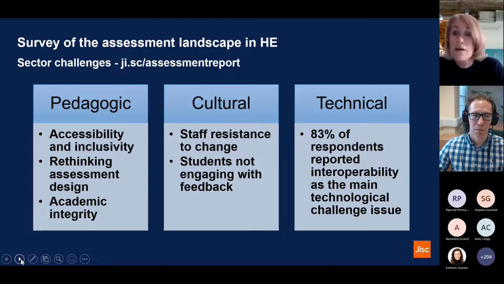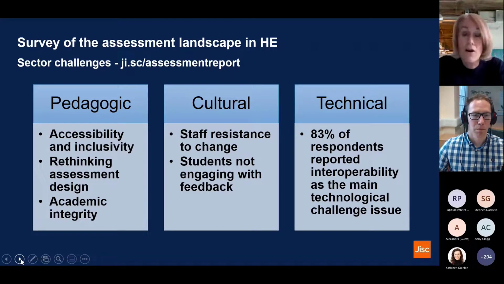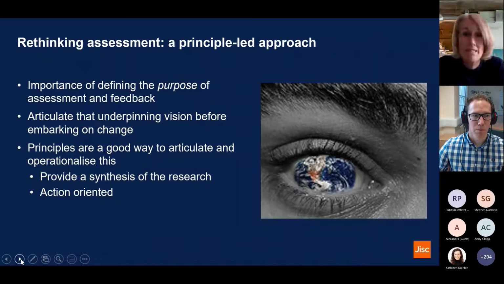We know we need to develop our students' assessment literacies, and the cultural issue there is students not engaging with feedback, as we've just been hearing from our earlier speakers. There are many different ways that we could be looking and working with our students better to help them understand the importance of feedback as being part of that learning process.